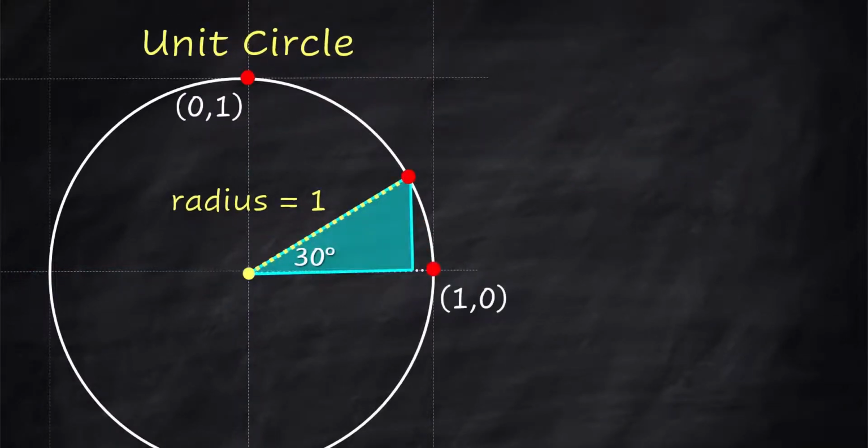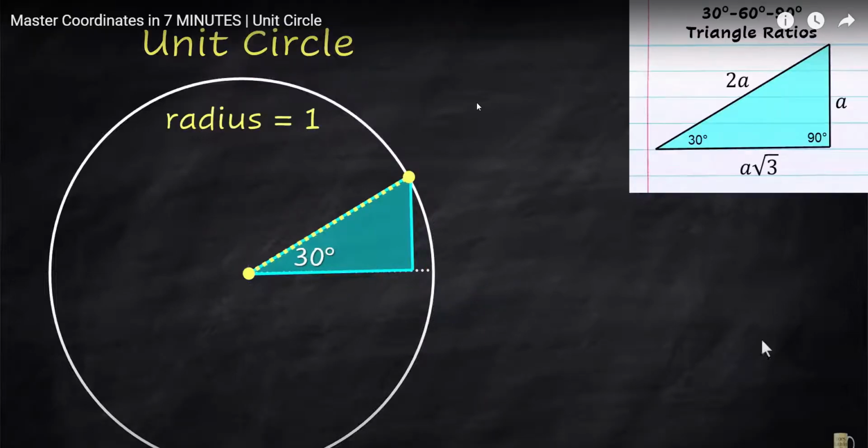So we know that that first point that comes up off of the 0 that shows up on our unit circle is associated with a 30-degree angle. And the reason I was bringing in the special right triangles here, we can use what we know about special right triangles.